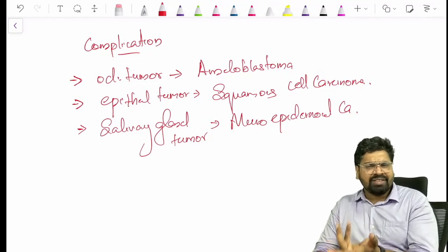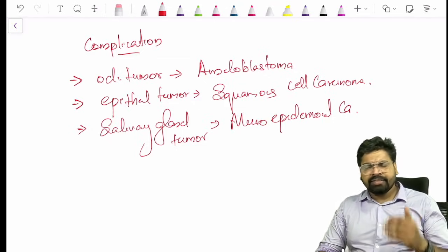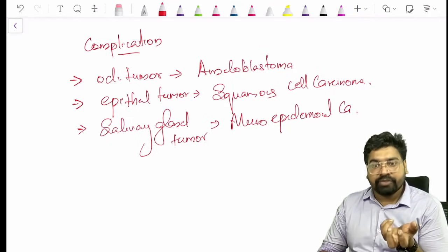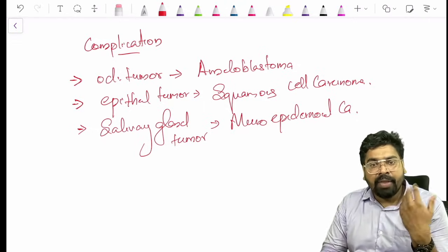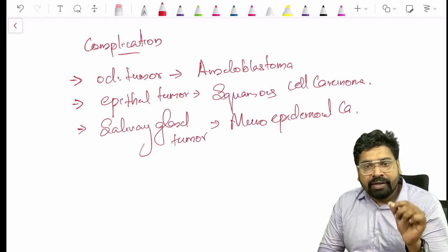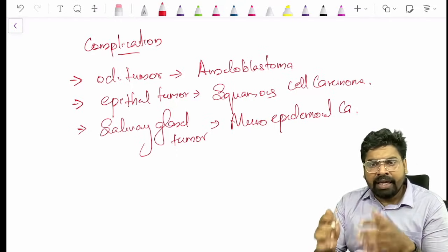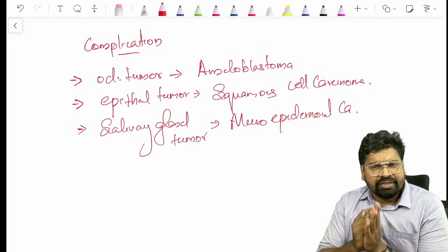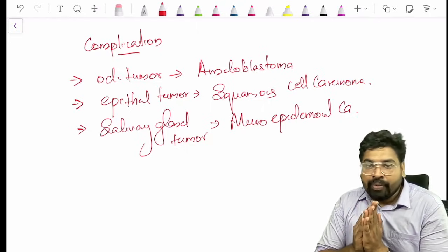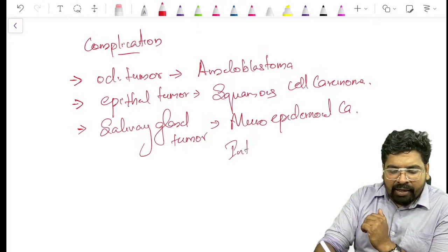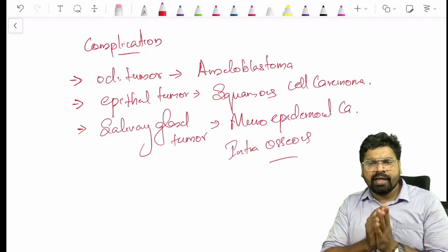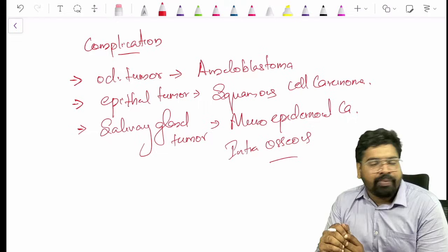We may consider, oh, it's a dentigerous cyst, but see, the lining has malignant potential to form tumors. Dentigerous cyst has a lining potential to form ameloblastoma. The epithelial tumor is squamous cell carcinoma. The salivary gland tumor is mucoepidermoid carcinoma. Correctly speaking, intraosseous mucoepidermoid carcinoma, because this is occurring not in the salivary gland, it's occurring in the jaw. So intraosseous mucoepidermoid carcinoma is the right term for a salivary gland tumor arising from a dentigerous cyst.